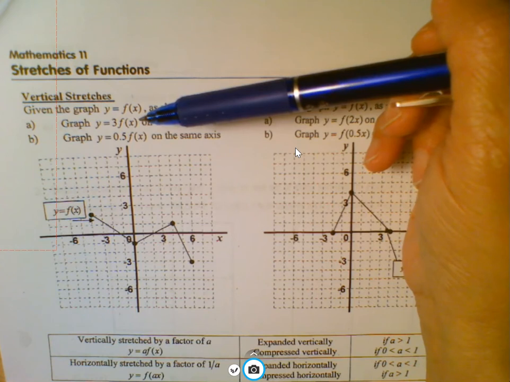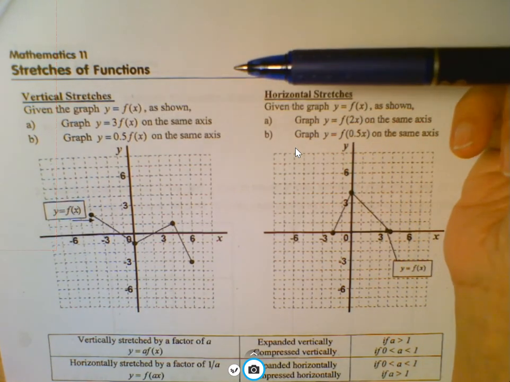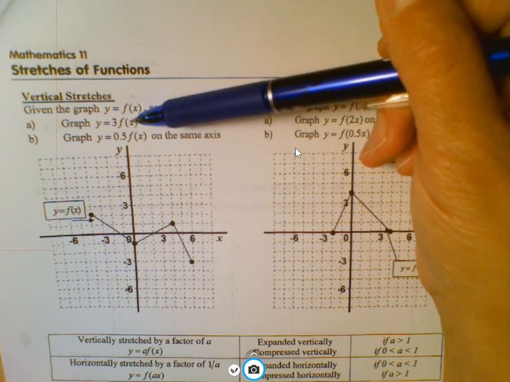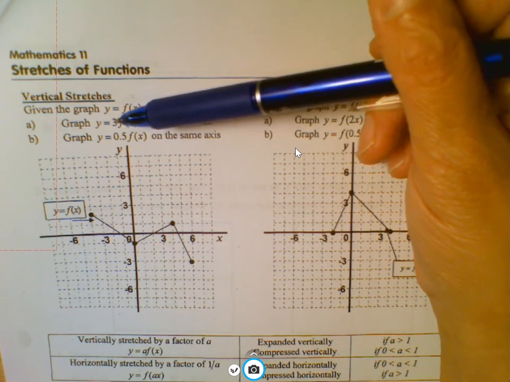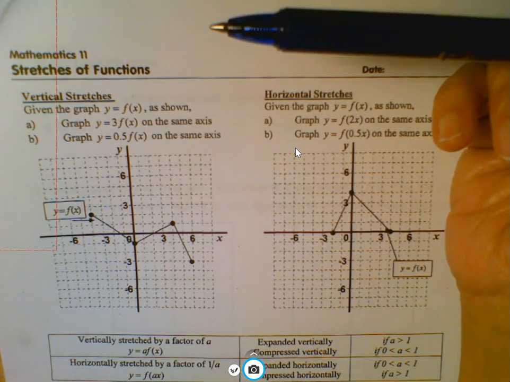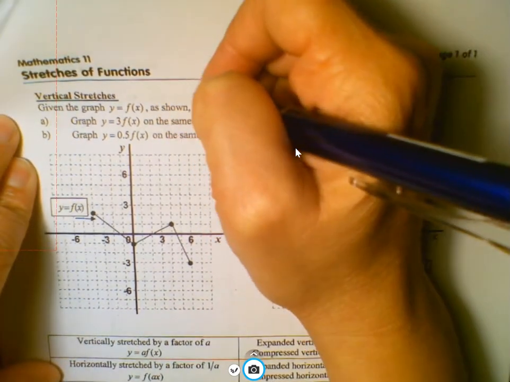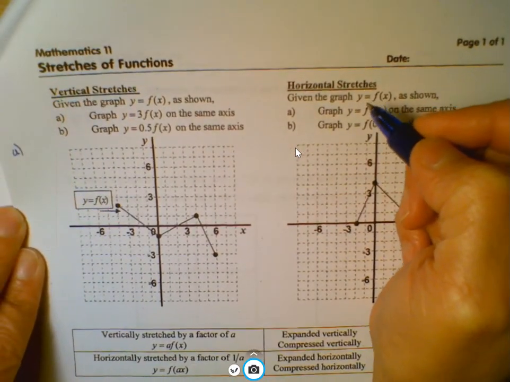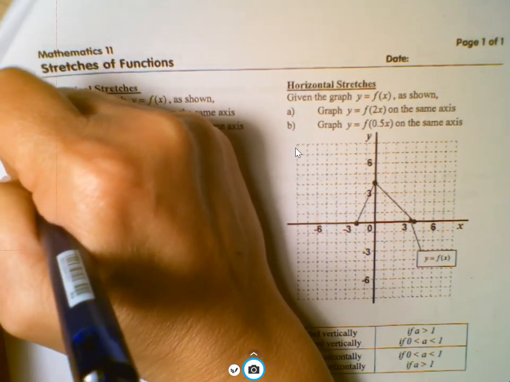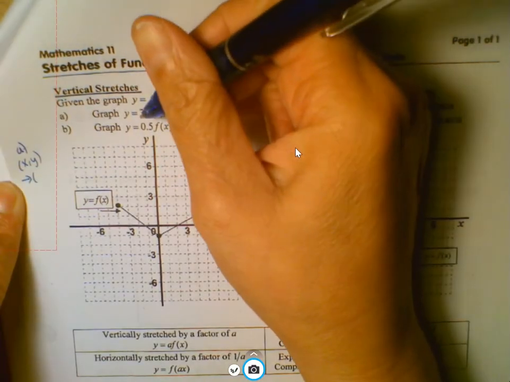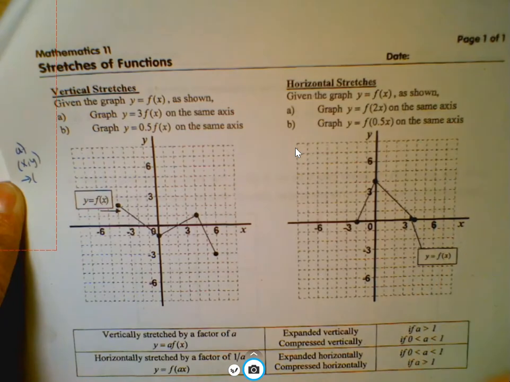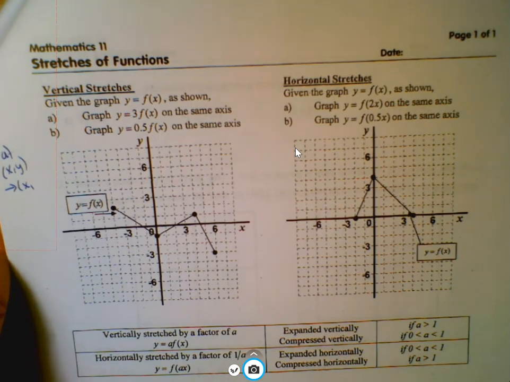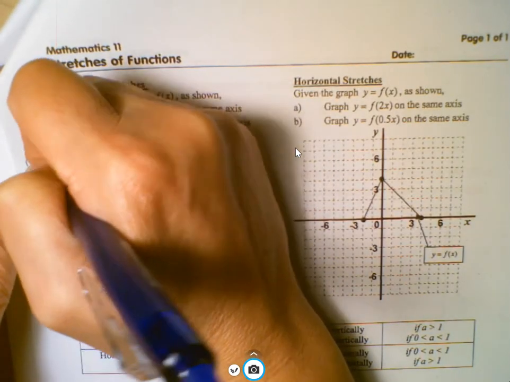So 3f of x. I'll just remind you that f of x is y. So if there's a 3 on the outside, it means you take the output of this function, which is y, and multiply the output by 3. So every point (x, y), I'll write the mapping rule on the side here, is going to become, now this 3 is affecting the output because it's outside the f of x. So the input, which is x, is unaffected, stays the same, and then the y will be multiplied by 3.